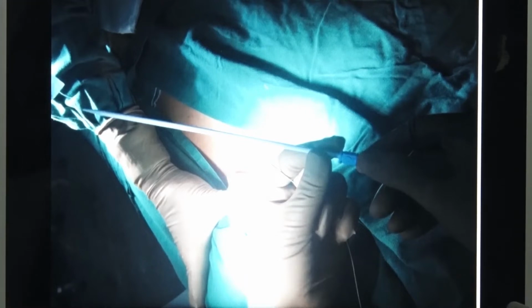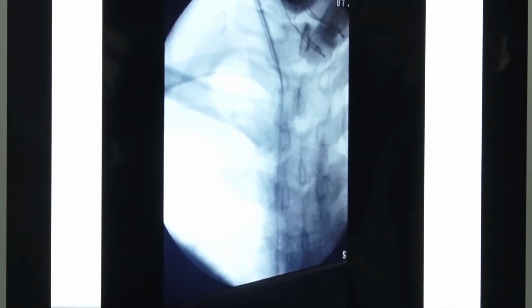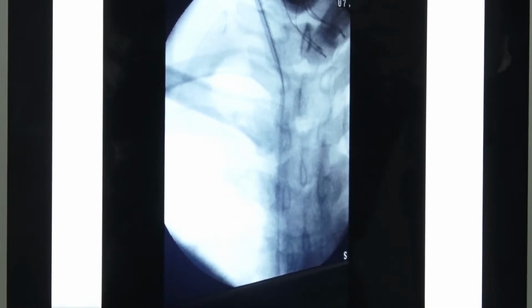Then the serial dilators are used and the dilatation process is done. It's important that the dilatation is always done under fluoroscopy. There are many centers who are doing tunnel dialysis catheters without a fluoro, but generally this is not recommended.